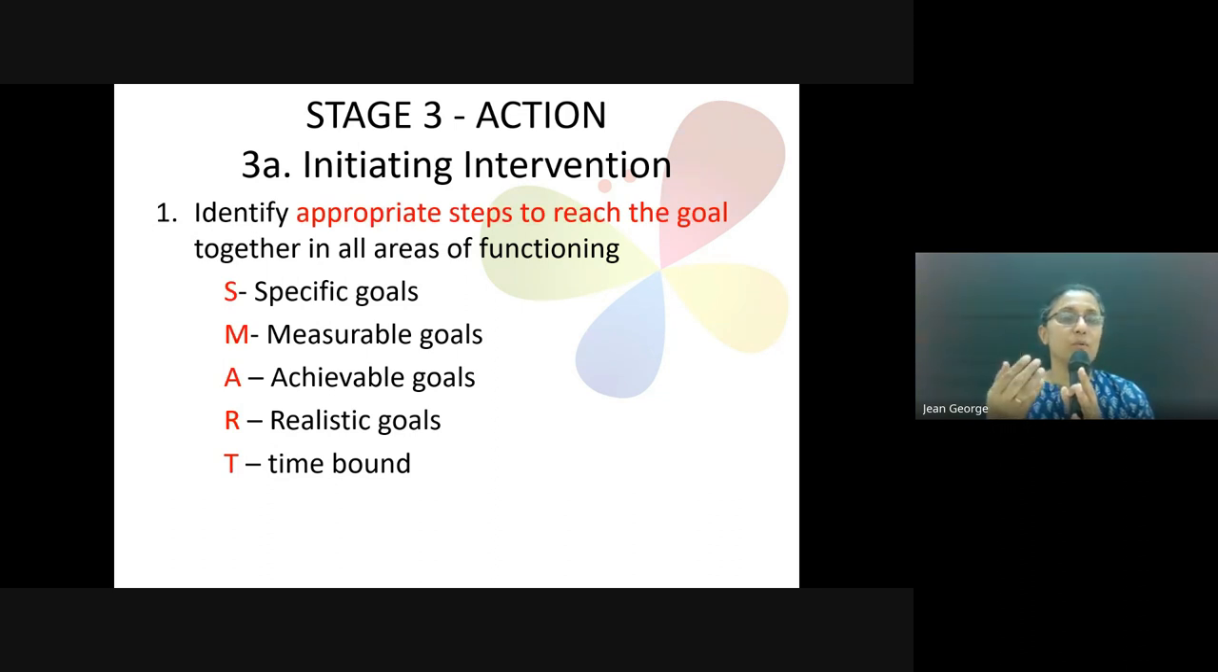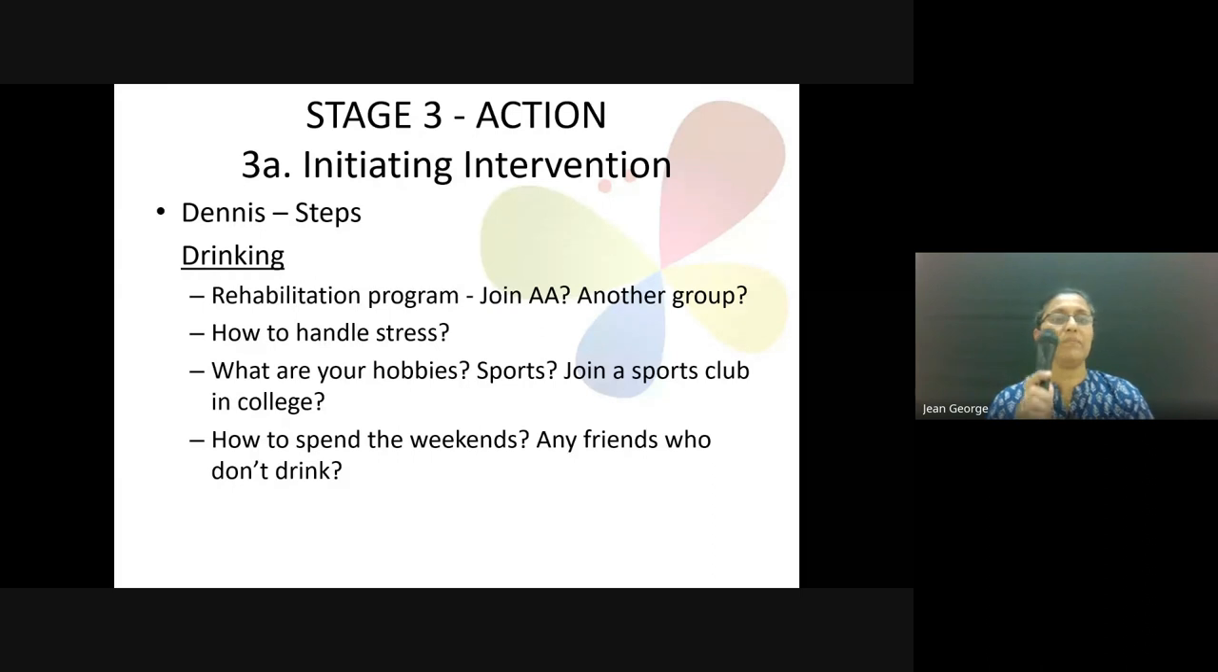So when you're formulating a goal, it should be specific, measurable, achievable, realistic, and time bound. Okay? So once you identify, you take appropriate steps. Now, as an example, what are the steps that Dennis is taking? His goal is to stop drinking. So what are the steps? He will join a rehabilitation program, right? He will join a group. AA is called Alcoholics Anonymous, where people who have a problem with alcohol meet together in a group to get support. So what group would he join?